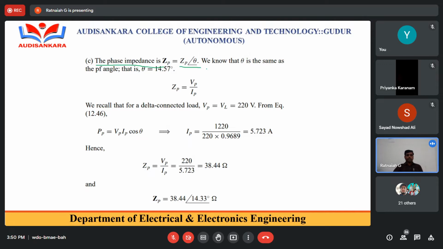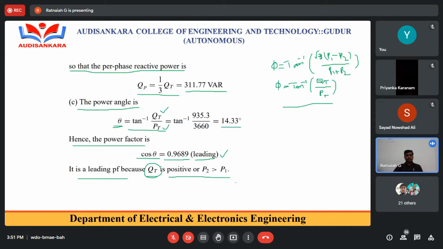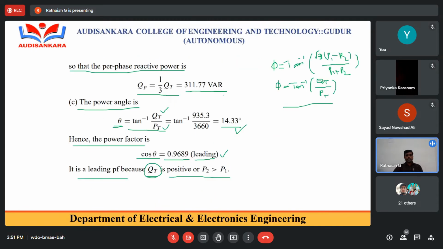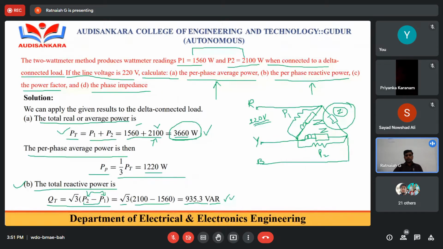That's a polar form. So we already know the angle, that we already calculated, that is 14.33 in the previous step. Coming to the per phase impedance equation, Z is equal to V by I. So if we go to the diagram, this is what we are going to find.